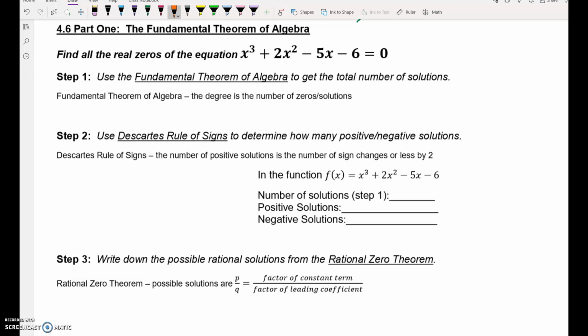Today we're going to use something called the fundamental theorem of algebra. The fundamental theorem of algebra allows you to basically factor a polynomial that otherwise isn't factorable.